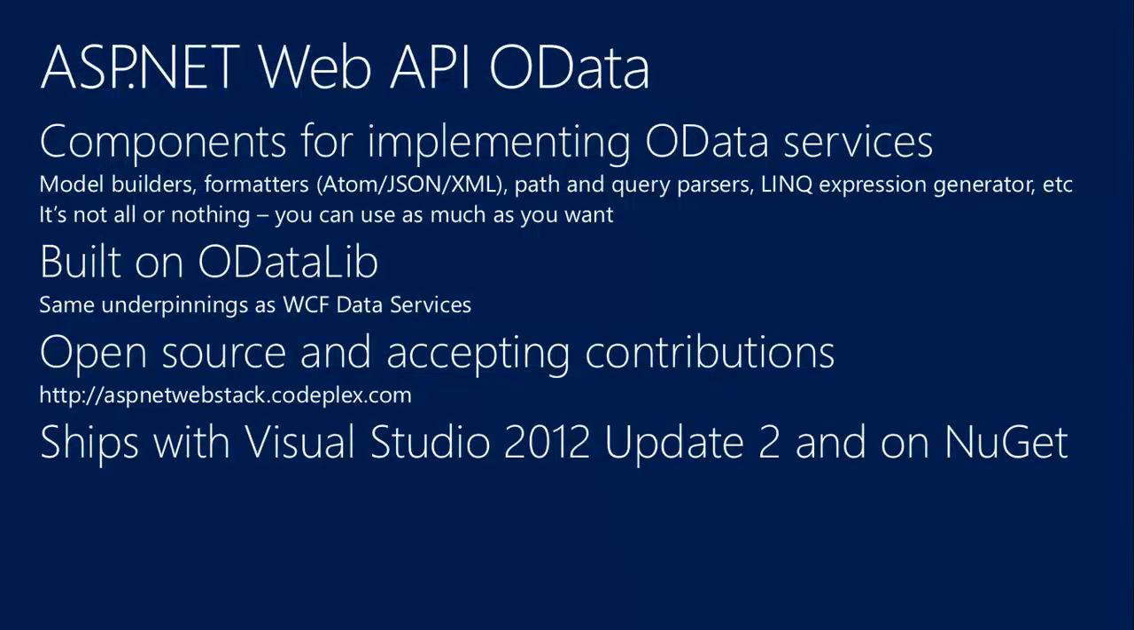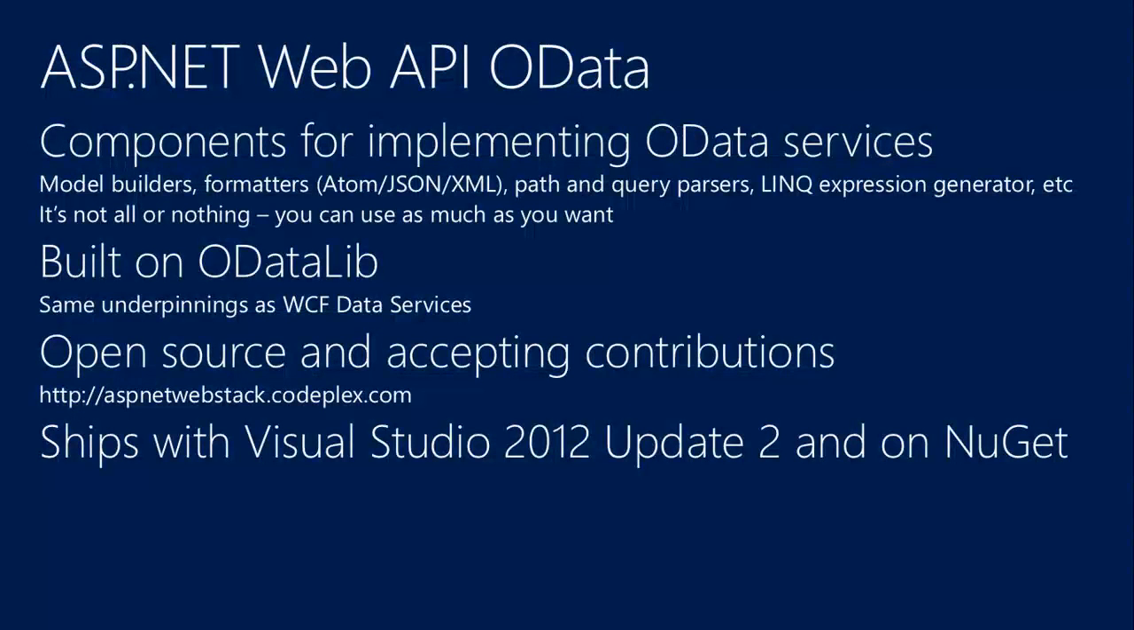We give you pieces like model builders for setting up your entity data model. We give you formatters for dealing with all the different OData formats: JSON, XML, Atom. We give you a parser for the path of the URI that understands what this URI path is referring to in your model. We give you a parser for the query so that you can have a representation of the actual query that the client is trying to execute. We give you a piece that can take that parsed query and turn it into a LINQ expression that you can apply to an IQueryable. But all these things are pieces that you can use independently and choose how much you want to do.